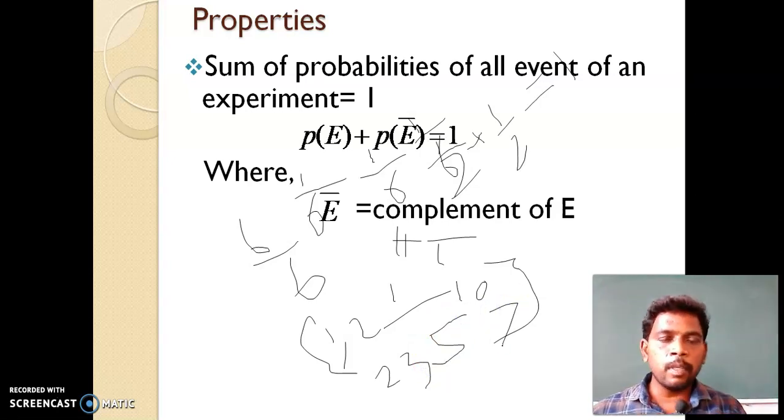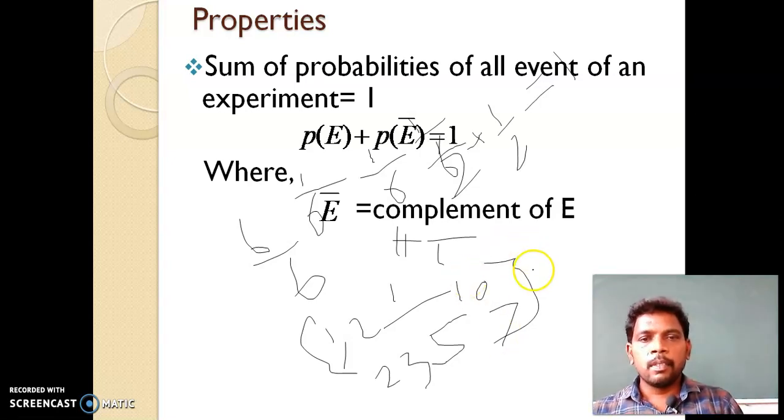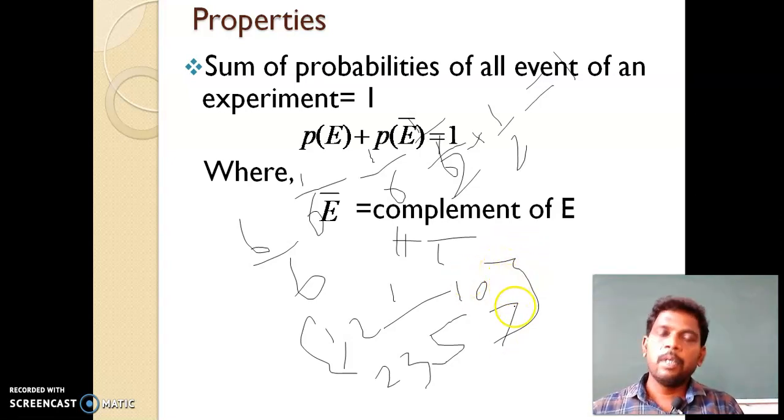So these 4 are the prime numbers from 1 to 10. What are the remaining numbers? 1, 4, 6, 8, 9, 10. So these remaining numbers, everything, the remaining set of numbers, is called E bar. Now understand?